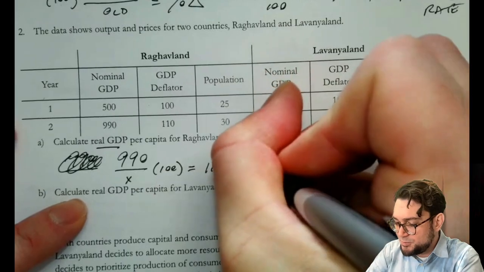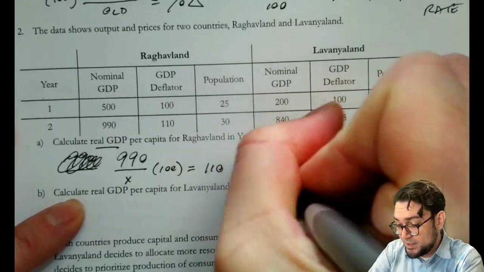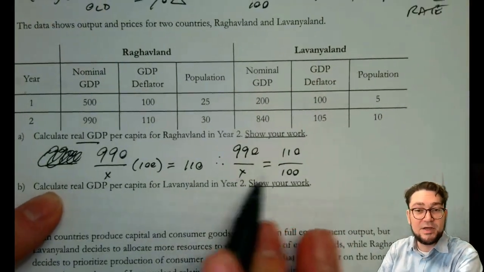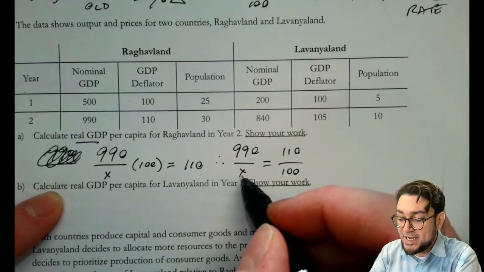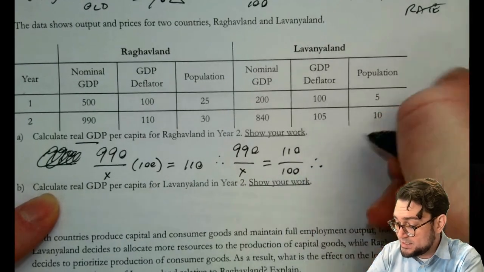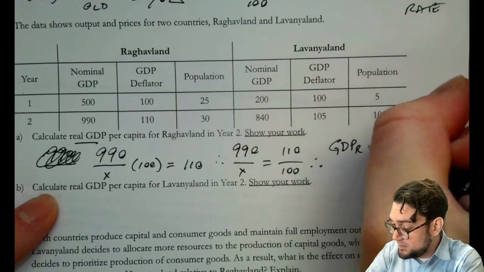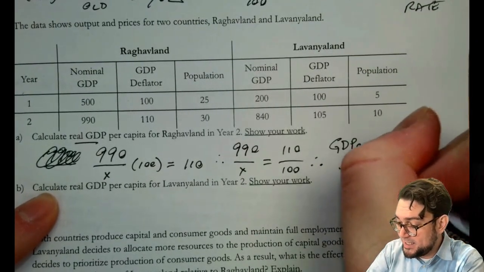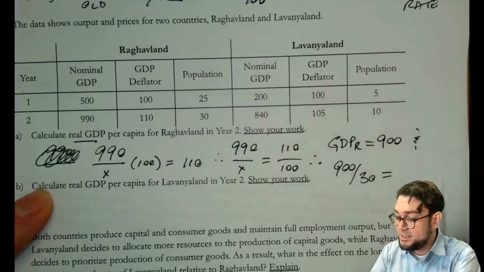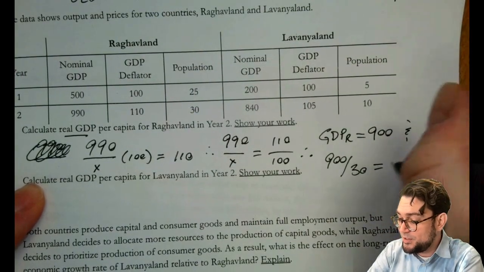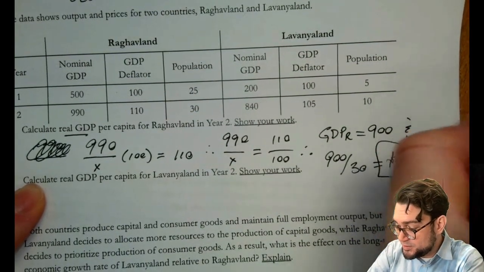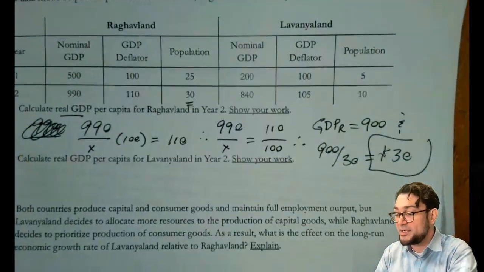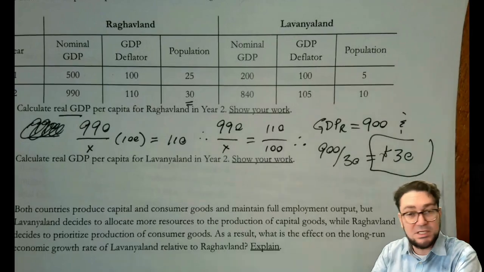So in order to solve this one, we have 990 over X equal to 110 over 100. Here we can see what that ratio is, right? 11 over 10 is equal to 99 over 90. And so therefore we can say real GDP equals 900. Then 900 divided by 30 is equal to 30, which is the real GDP per capita. We're dividing by 30 because that's our population value for Roggevland. So 900 over 30 is equal to 30.